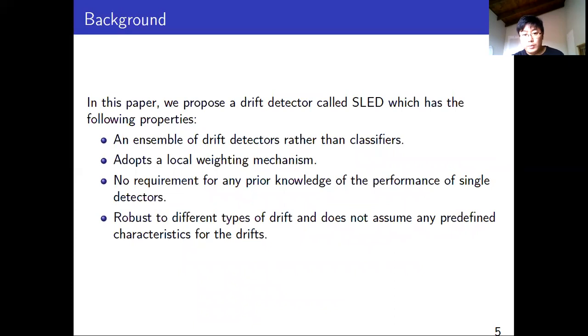In this paper, we propose a drift detector called SLED, which has the following properties. Unlike traditional ensemble methods, SLED is an ensemble of drift detectors rather than classifiers. It adopts a local weighting mechanism which can adaptively assign weights to base detectors according to their real performance. Therefore, it doesn't require any prior knowledge of the performance of single detectors. Also, it is robust to different types of drift and does not assume any predefined characteristics for the drifts.